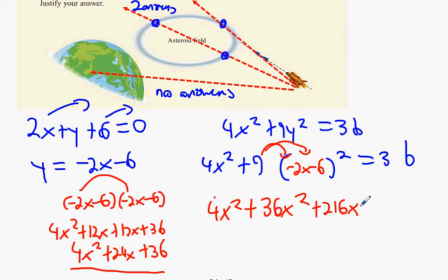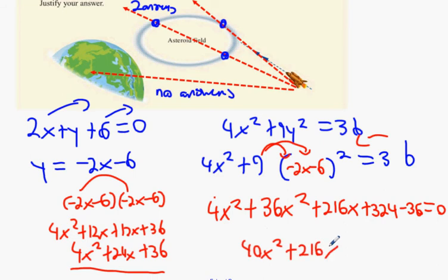324. And then take away the other 36. I think that's what you did, Luke. Okay, has anybody got the same answers as me? Okay, yep. 40x squared plus 216x. Now, what's that? 288? Is that what you said?